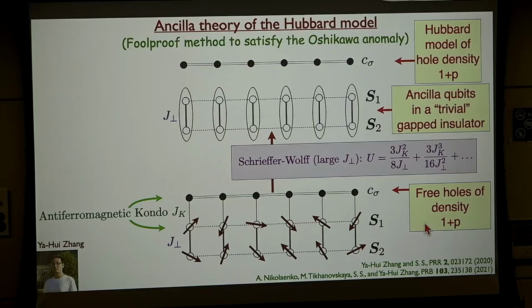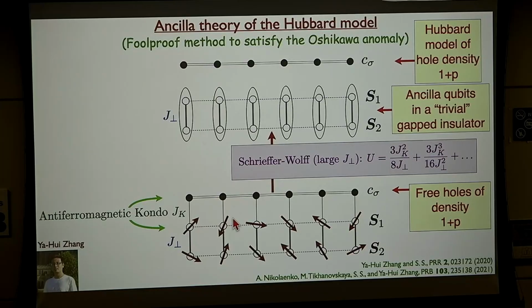So the only way something exciting can happen is if J_K becomes larger than J_perp. Now, why would that happen? Why would it be a reasonable thing to do? Well, we know from the single-ion Kondo effect, so just pick one spin S1, which is coupled to this conduction band. That's a Kondo problem. And we know the RG in the Kondo problem is J_Kondo goes to infinity. So let's imagine we do some RG, wave our hands a little bit, and J_K becomes large.